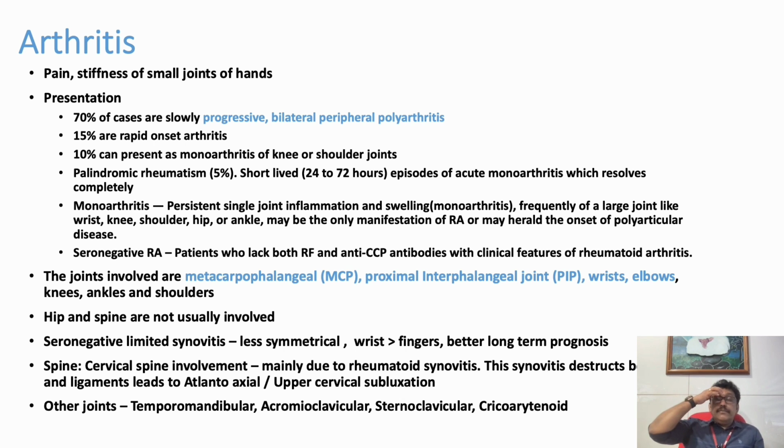Spine involvement is not very common in rheumatoid arthritis, but rarely cervical spines are involved. Cervical spine subluxation can come, and some patients can come to the emergency room with cervical spine subluxation. Other joint involvement: temporomandibular, acromioclavicular, sternoclavicular, cricothyroid joint involvement is also seen in rheumatoid arthritis. Hip and sacroiliac joint involvement is not very classical like in ankylosing spondylitis. It is not at all seen.